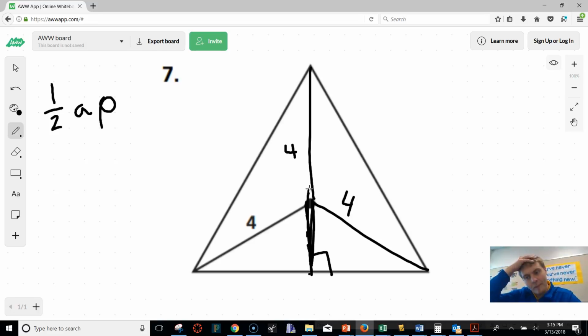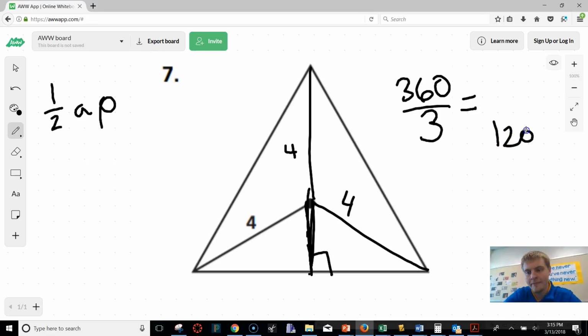And so, because we know this is an equilateral triangle, and because we know that that central angle right there should be 360 degrees divided by 3, that central angle will come out to be 120. And then, because this thing cuts it in half, you know that's going to be a 60 right there.